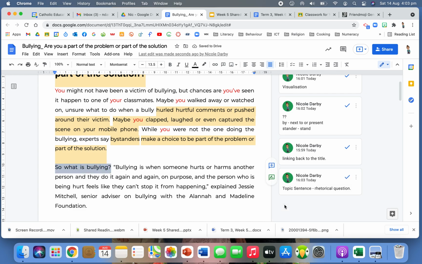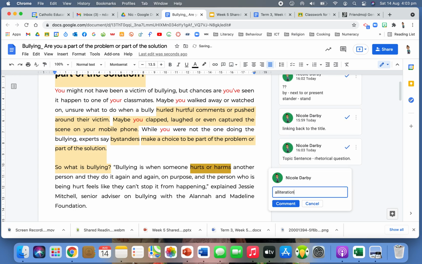I really like here, when someone hurts or harms. There's a little bit of alliteration happening with that H letter. Absolutely. But it's actually even really strong verbs. So these are verbs, doing words, and they're really strong. Hurts or harms. Using those strong words is really connecting with that emotive language. I think that's a really, really clever technique that the author's using there as well.